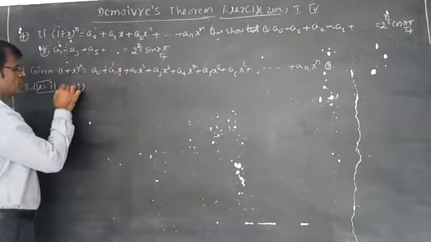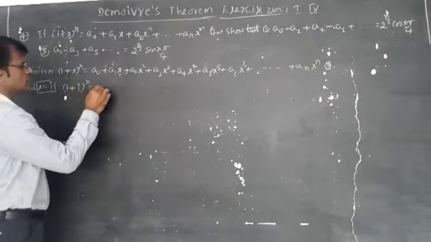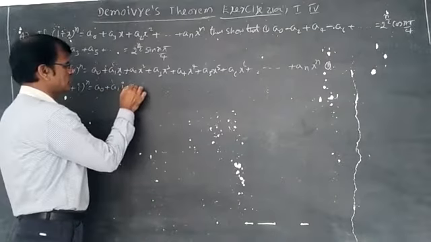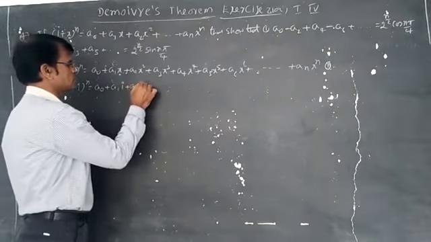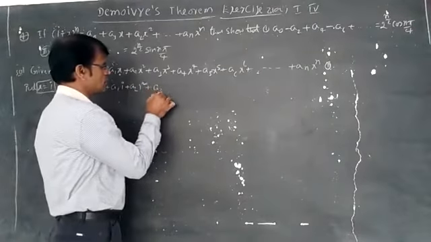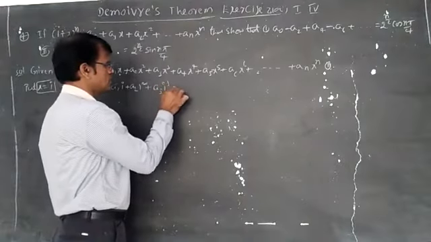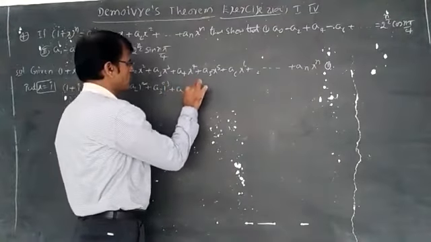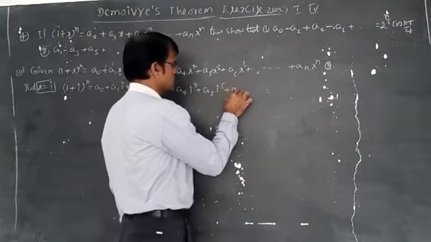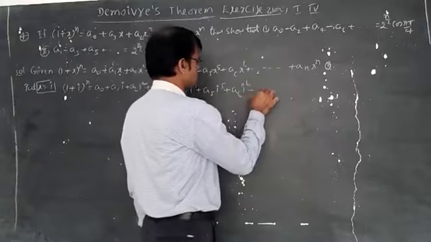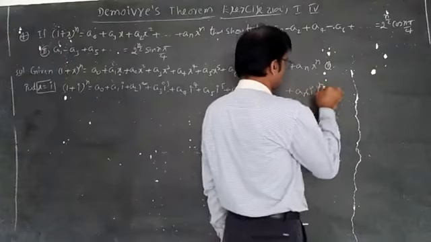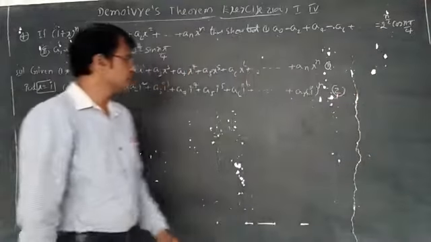Right here, (1 plus i) whole power n is equal to a0 plus a1 i plus a2 i squared plus a3 i cubed plus a4 i power 4 plus a5 i power 5 plus a6 i power 6 plus so on, an i power n.